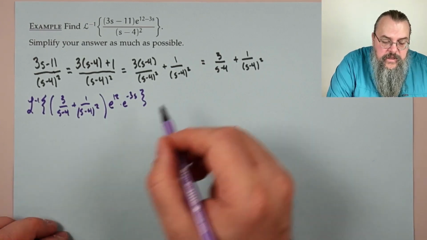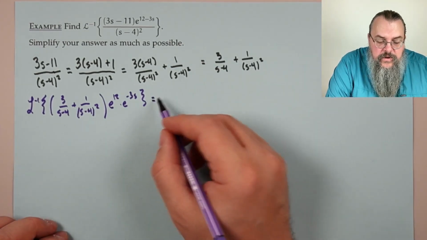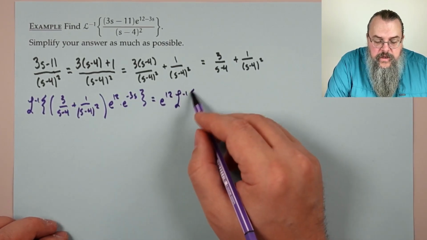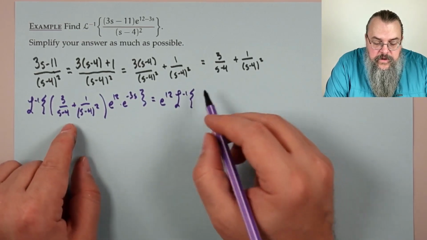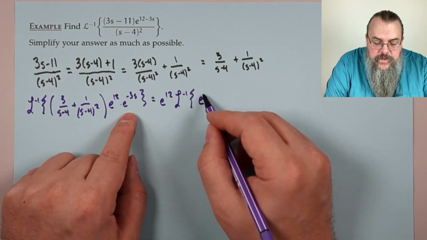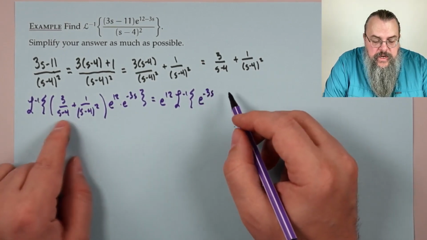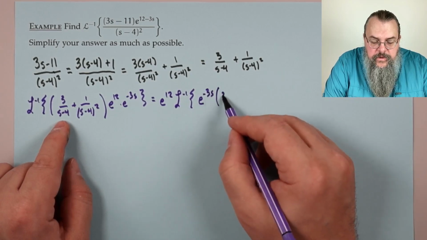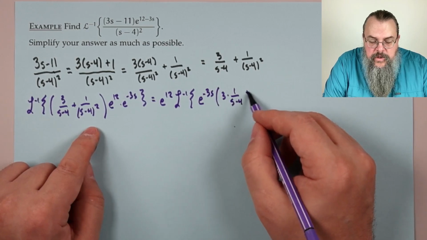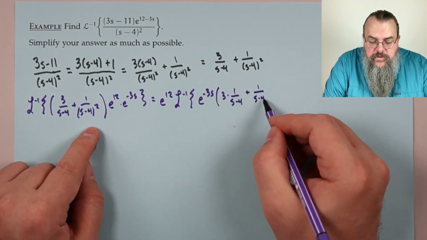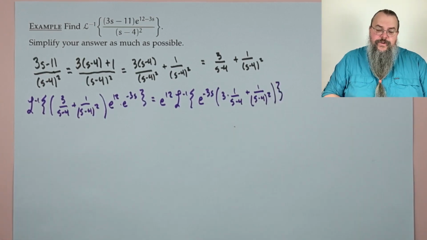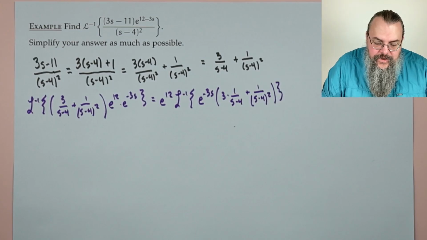So we say, all right, this is looking pretty good. So we have e to the 12 times the inverse Laplace of, and maybe I'll put the e to the minus 3s up front. It doesn't matter as long as you keep track of it being there. Then 3 times 1 over s minus 4, and then here, plus 1 over (s minus 4) squared. All right, so we're ready to get into it.